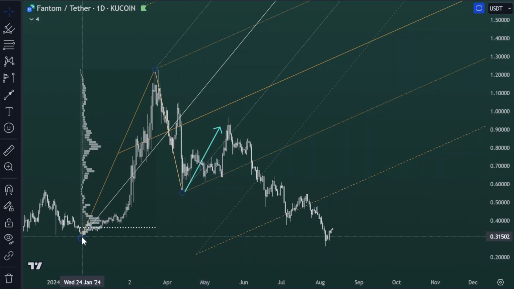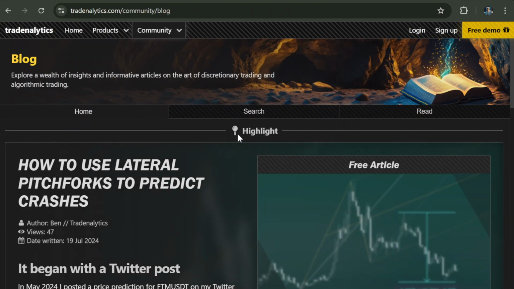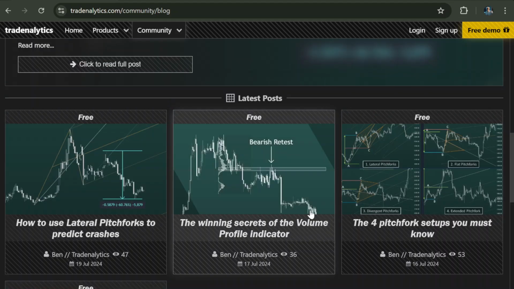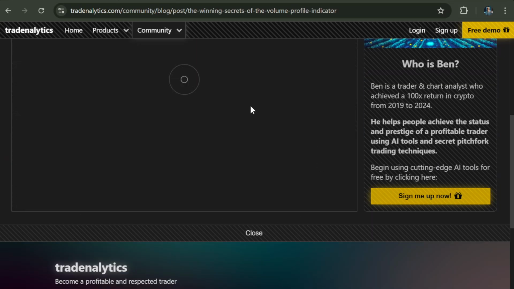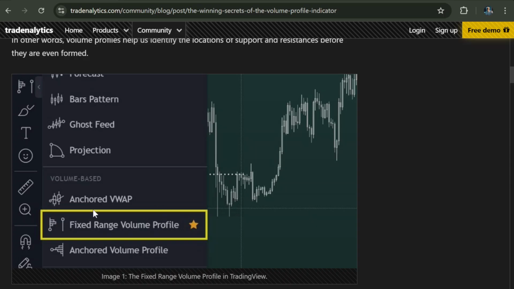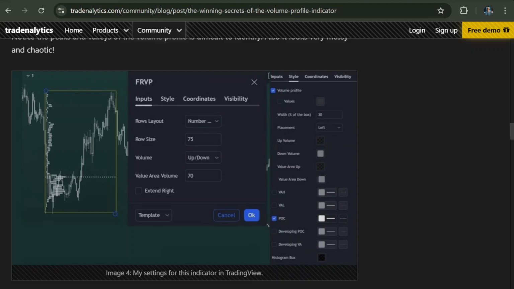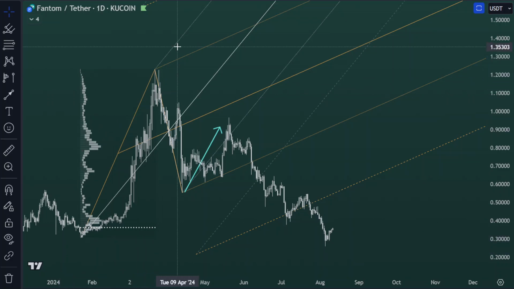I only draw it within one wave, and the wave is the AB wave. I explained it in my blog post on my website. The post is called the winning secrets of the volume profile indicator. You can read this up, and it's free to read. It basically explains my entire strategy of using the FRVP and the settings that I use. You can just copy the settings into your TradingView. It's completely free to use. So this is the FRVP of the AB wave.